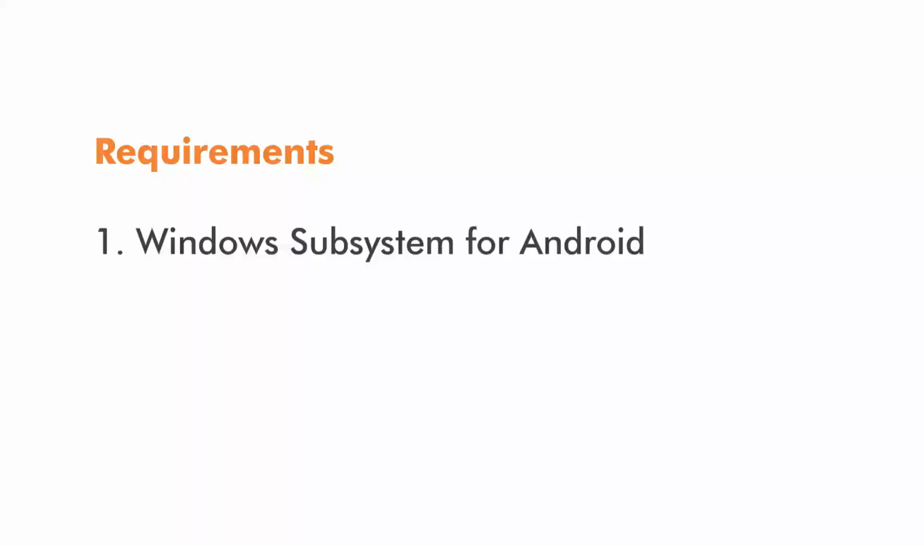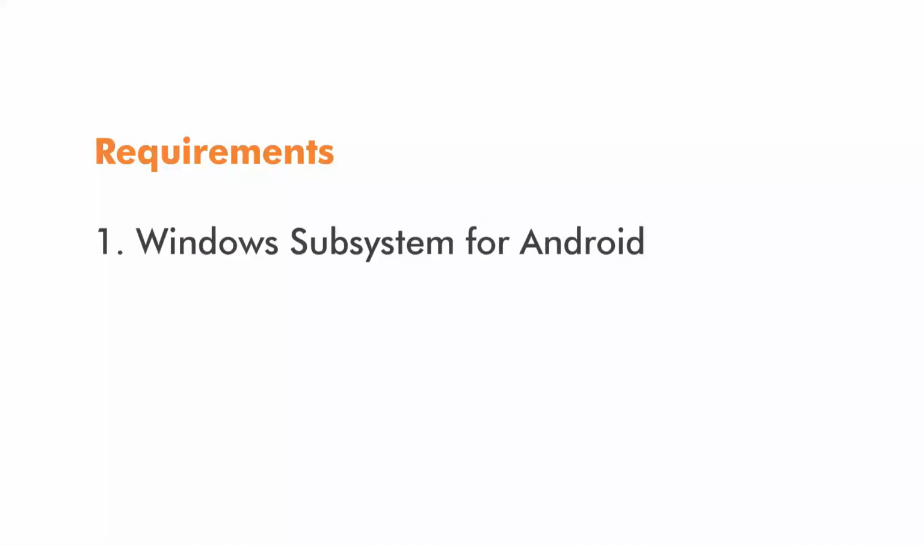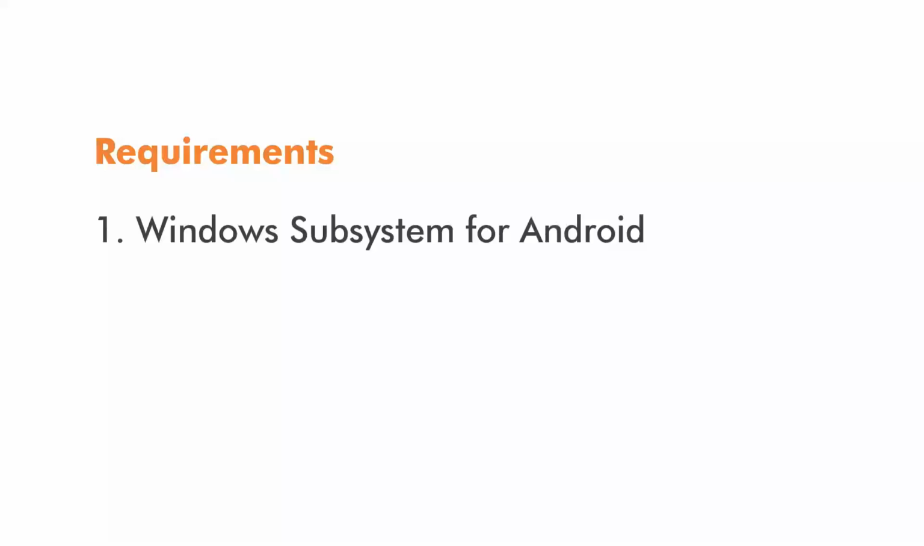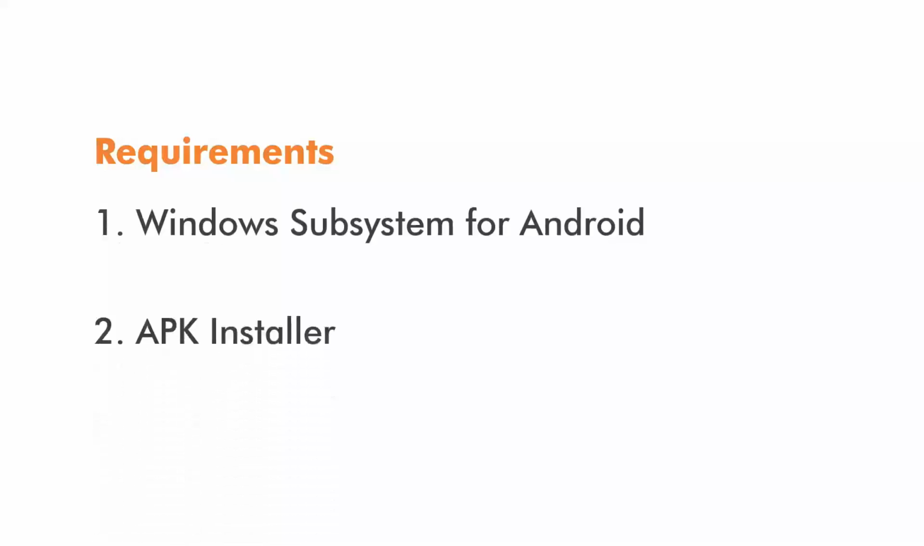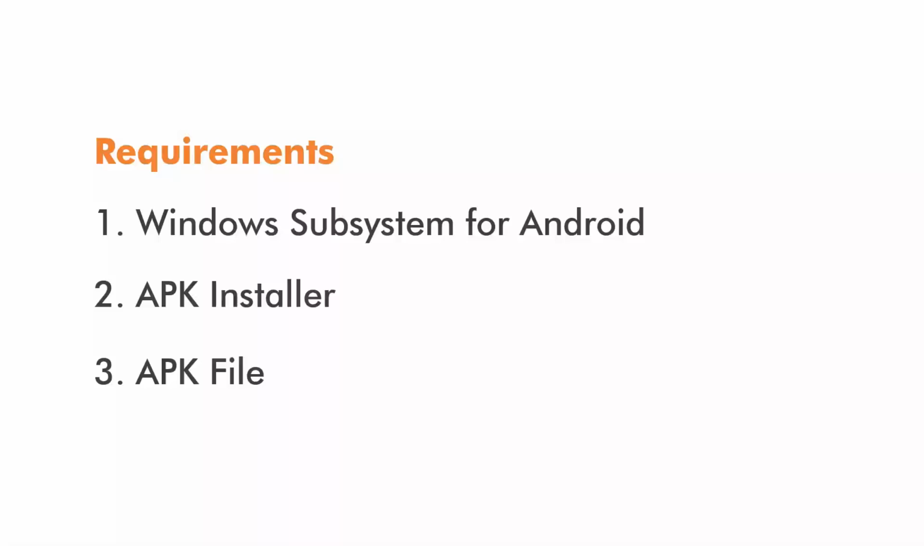Let's quickly check what we need to make it happen. First of all, we need Windows Subsystem for Android. This helps in creating a virtual Android environment within your Windows OS. Next in the list, we require an APK installer, though it's not mandatory, but it makes it easy to install APK files. At last, we need a .apk file, of course. It can be any Android app that you want to install in your PC. I have already downloaded one that we will be using at the end of this video.